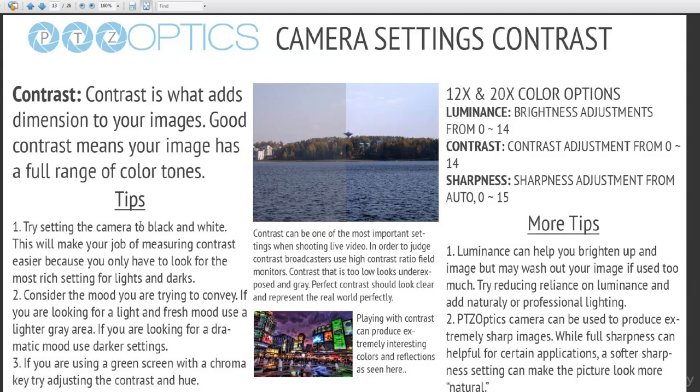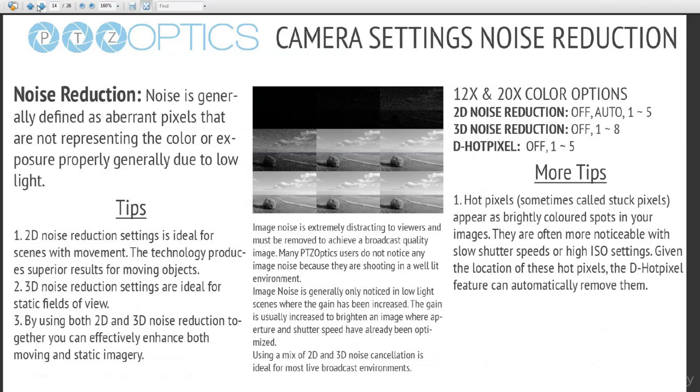So try setting your camera to black and white. I mentioned this earlier. This will make your job of measuring contrast easier because you only have to worry about getting rich settings for your lights and darks, as opposed to having all that color distracting you. Consider the mood that you're trying to convey. If you're looking for a light and fresh mood, use a lighter gray area, and if you're looking for a dramatic mood, try darker settings. If you use a green screen with chroma key, definitely play with contrast and hue. So pretty straightforward there. We'll save some time and keep moving.